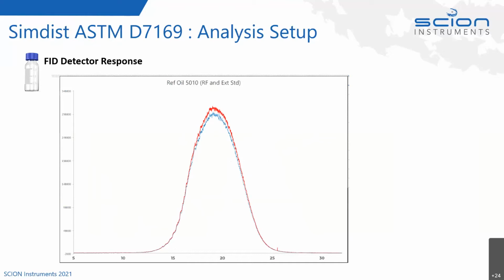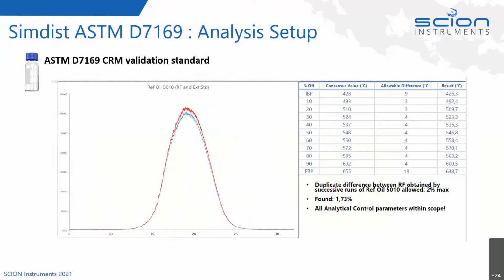It's important to run this. ASTM D7169 may be a bit different from your other Simdist analysis, but it's included in the ASTM. We'll use the same oil, not only to get the FID response, but also to validate our analysis, both the hardware and the software. In the table here, on the right hand side, we've got a column for the cut point, the initial boiling point to the final boiling point in 10 degree steps.